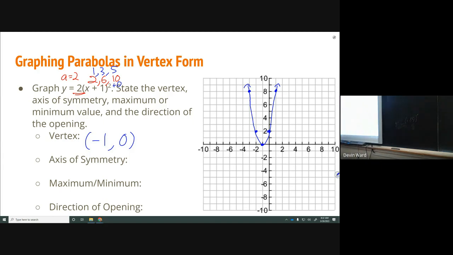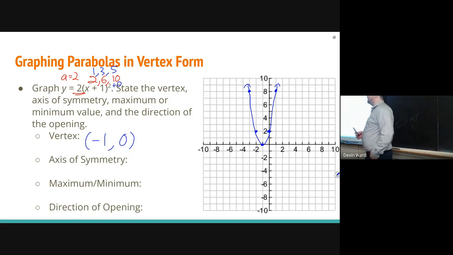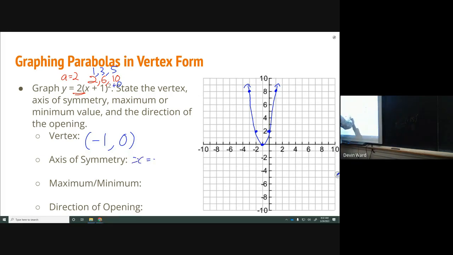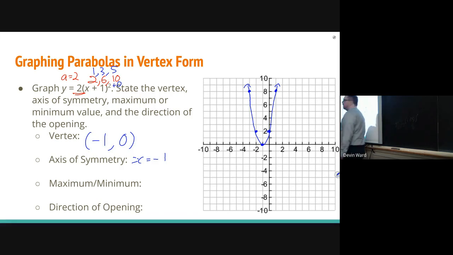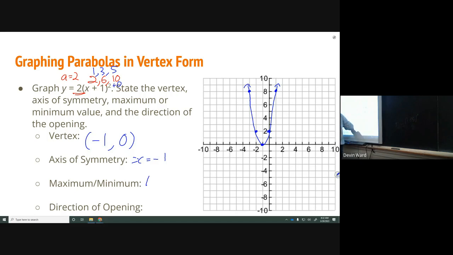Okay, and that's our new graph. So now that we've drawn it, what's the axis of symmetry? -1, perfect. X equals -1. Do we have minimum or maximum? Robbie? Minimum of 0. Perfect.